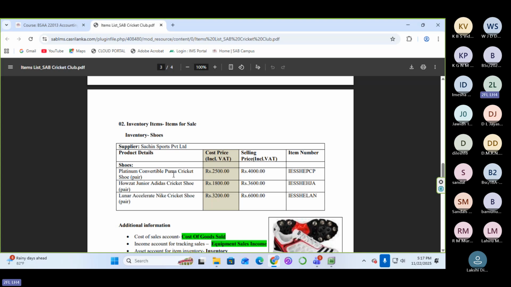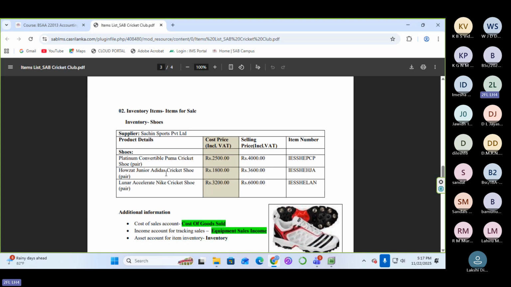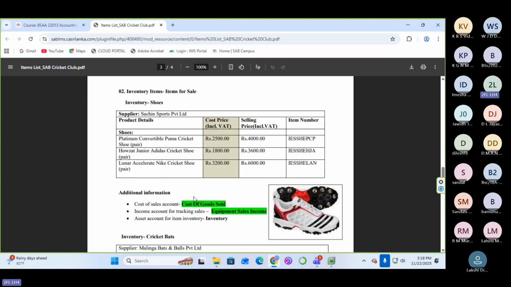It's another inventory item. The only difference is when you are creating the shoes, cost of sales goes to the cost of goods sold account, right? The accounts are different. Cost of goods sold account, and the income account is equipment sale income because there's no repairs required. It's just buying and selling. Therefore, equipment sale income. And then the asset account or the inventory account is the general inventory anyway. So these accounts should be different.